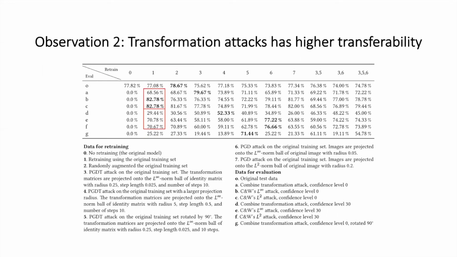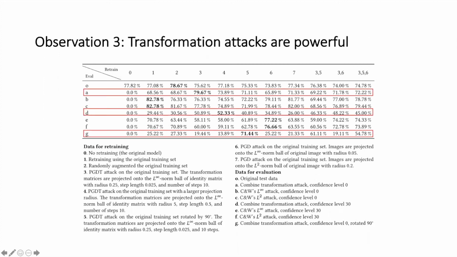For the next observation, rows A, B, C are adversarial attacks of confidence level 0, and D, E, F are attacks of confidence level 30. Rows A and D are our combined transformation attack. B, C, E, F are CW attacks. We can see from these entries that when the confidence level increases, our transformation attack is more likely to transfer.